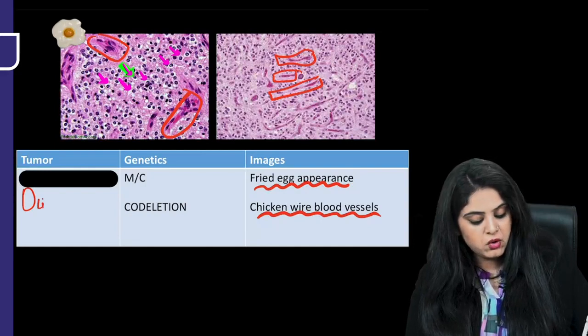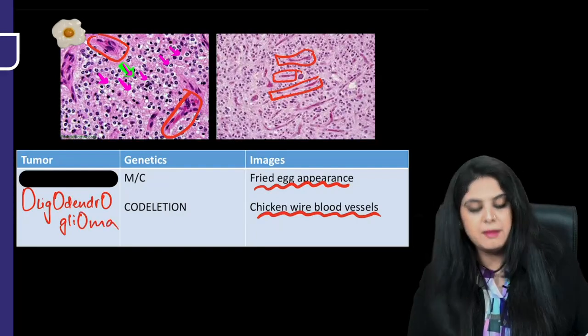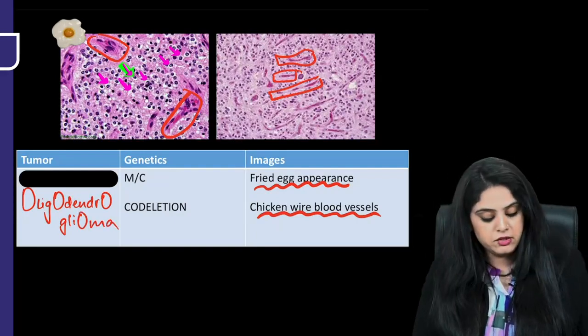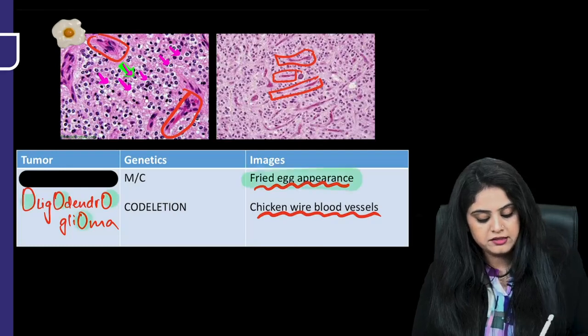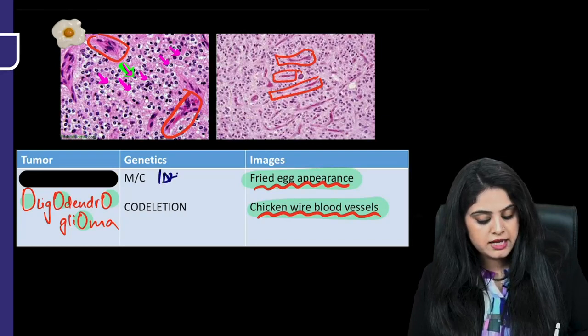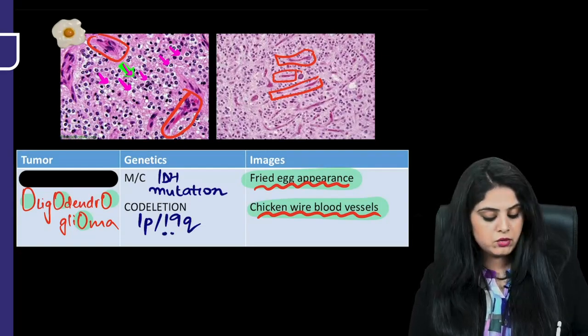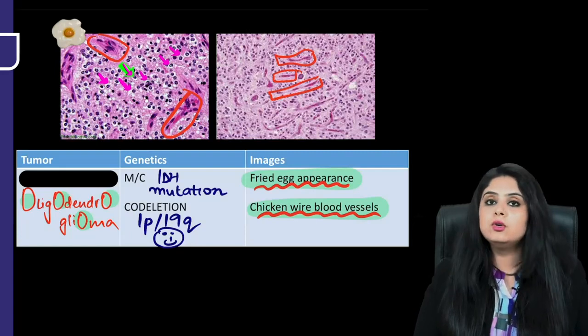Whenever we will write oligodendroglioma, we will make lots of eggs in it so that we will always remember that it is the Andawala tumor. It is a tumor which is going to show me lots of eggs and chicken wire blood vessels. Most commonly, this also shows you the IDH mutation, but in the exam, they ask you, there is a co-deletion that is seen, co-deletion 1p19q that you see in oligodendroglioma, and that is going to carry a good prognosis for the patient.